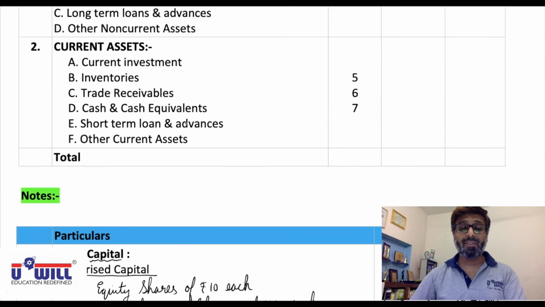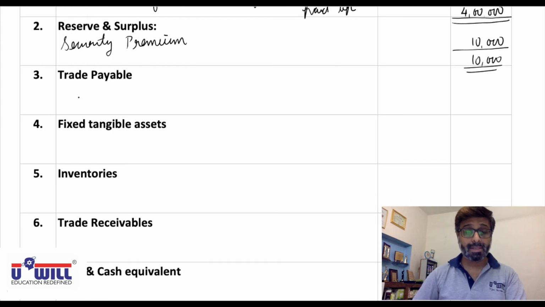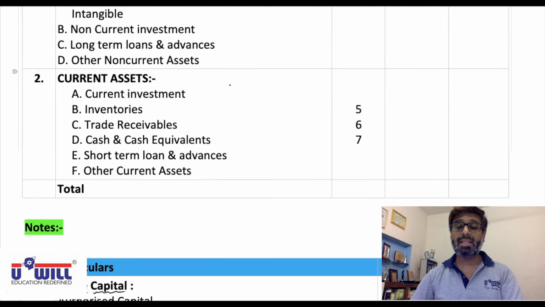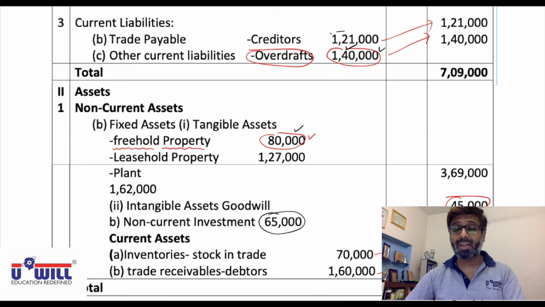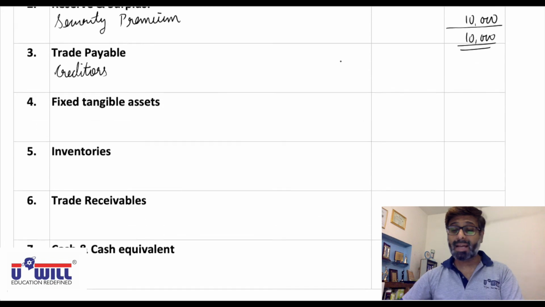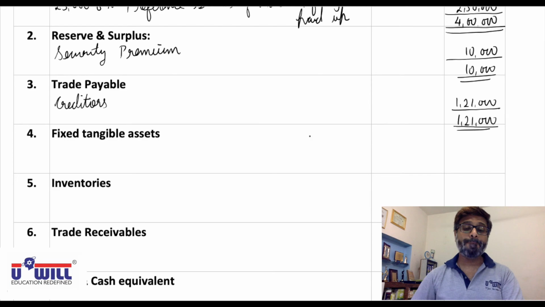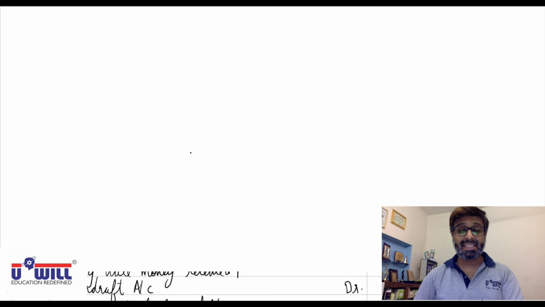After short-term borrowings, we have trade payables. That will come in the balance sheet. So directly note 3 will be of trade payables. Creditors. In none of the adjustments are creditors affected. No settlement is done. No sacrifice is done by them. So creditors will appear as it is in the balance sheet, 1,21,000. Okay. Trade payables, creditors will come as it is in the balance sheet, 1,21,000. Then after trade payables, we don't have any short-term provisions and other current liabilities in the existing balance sheet itself.